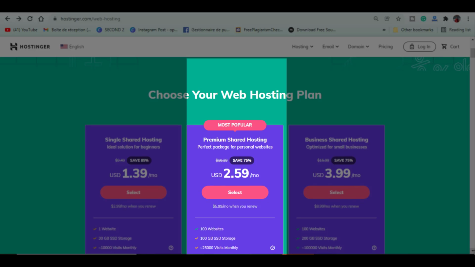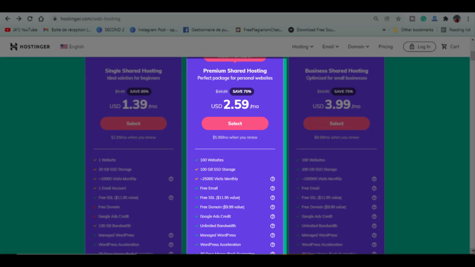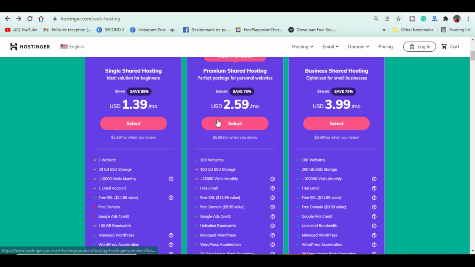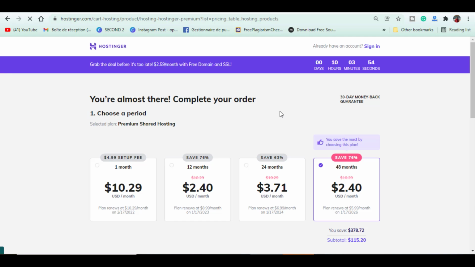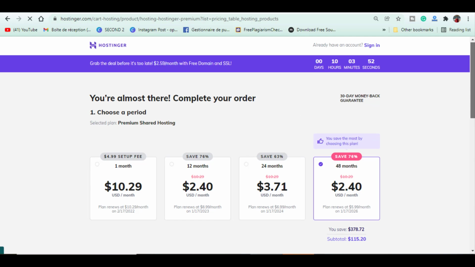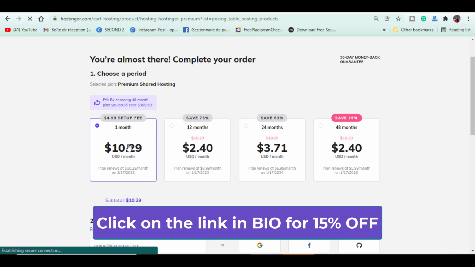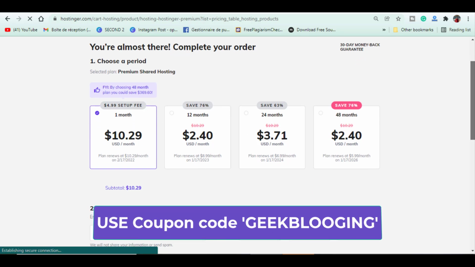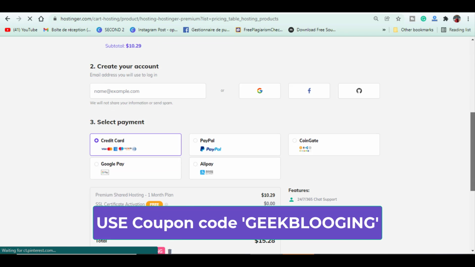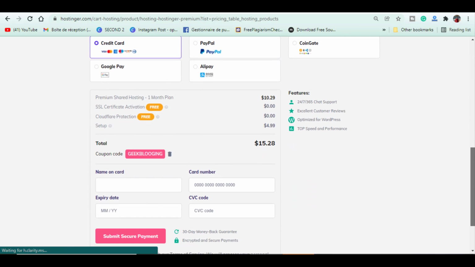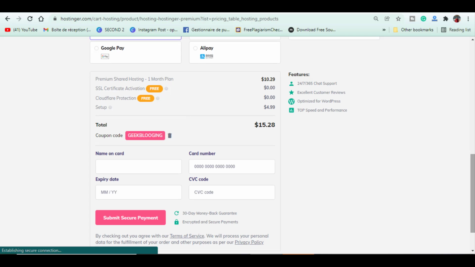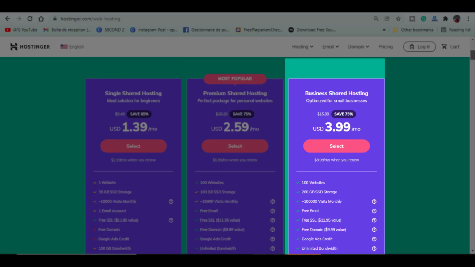Hostinger Premium. Hostinger's next level, the premium offers everything the single does as well as some added bonuses, including free domain registration for the first year only, a limited bandwidth up to 100 websites, 100 gigabytes of SSD storage, up to 100 email accounts, and more for only $2.58 a month.